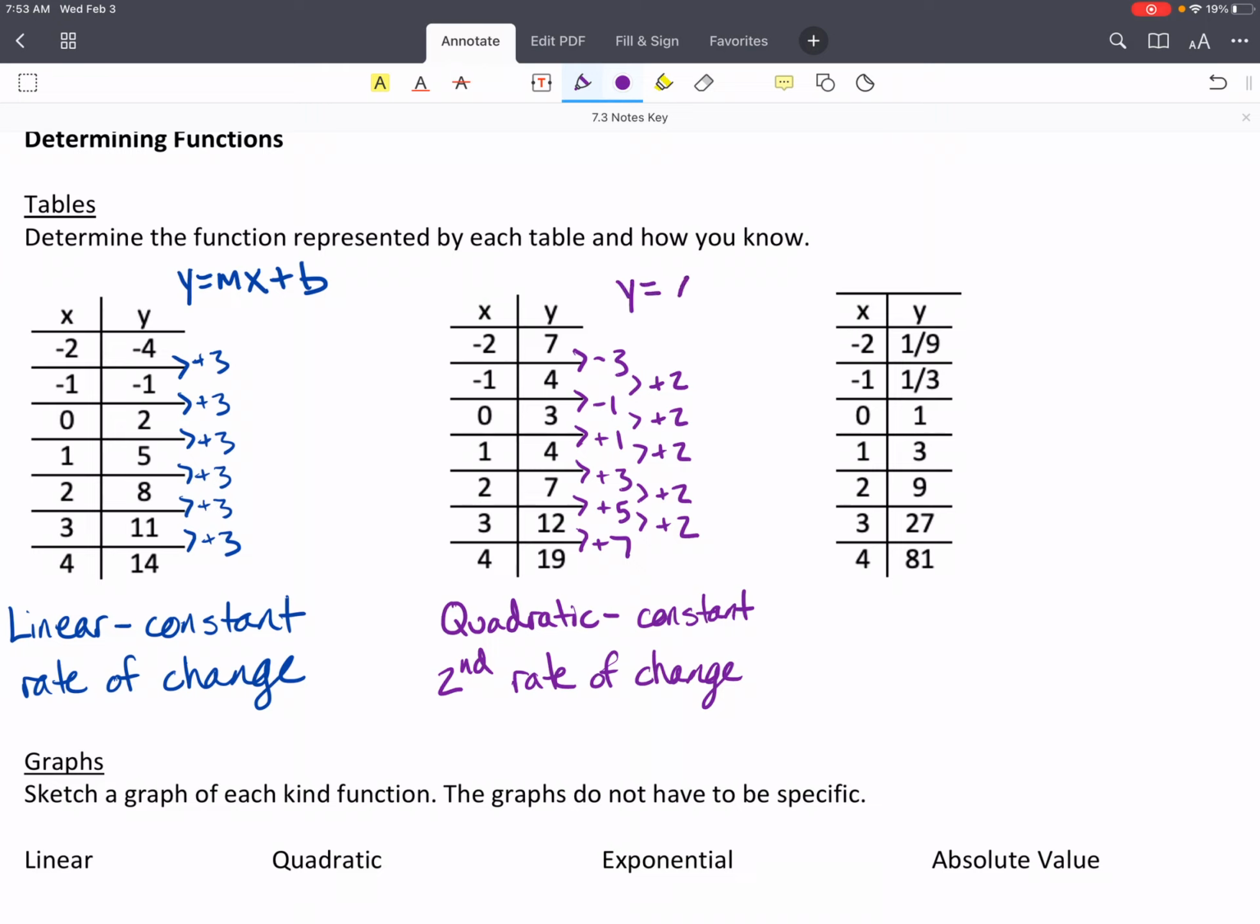And here you just need to have an x squared somewhere in your equation. There are lots of different forms. I'm not going to write them all. So just know if you have x squared, it's quadratic.